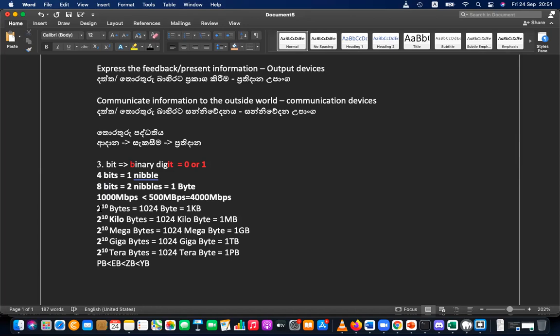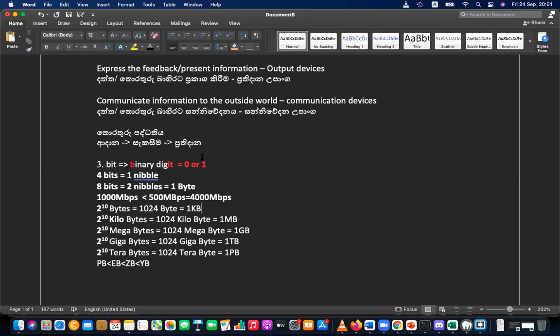And then 2 to the power 10 bytes, that is 1024 bytes, equals 1 kilobyte. 2 to the power 10 kilobytes, or 1024 kilobytes, is 1 megabyte. 2 to the power 10 megabytes, that's 1 gigabyte. And 2 to the power 10 gigabytes is 1 terabyte. 2 to the power 10 terabytes, 1 petabyte. Then after petabyte, you have exabyte, zettabyte, yottabyte. So those are the things available, right?